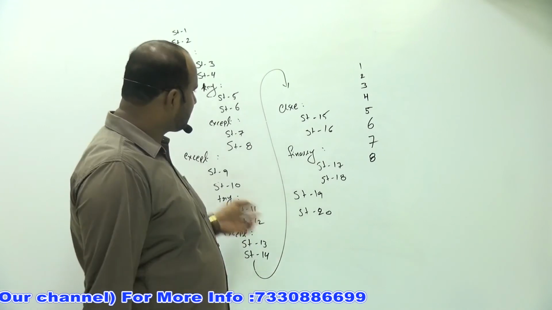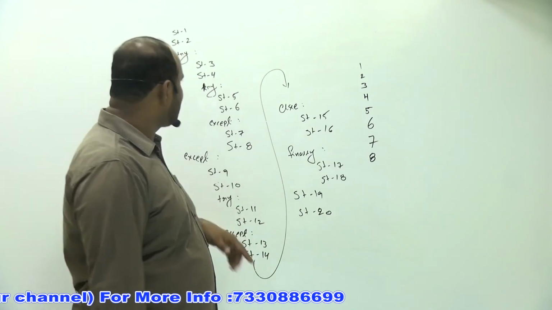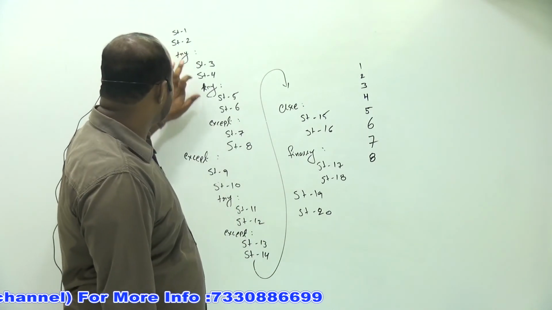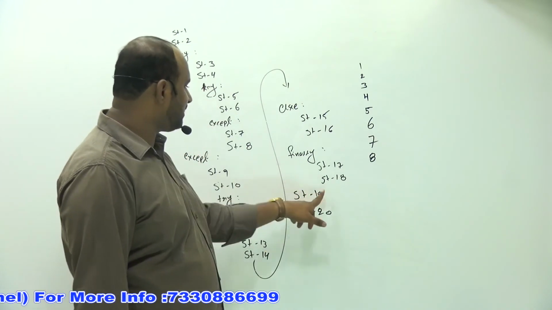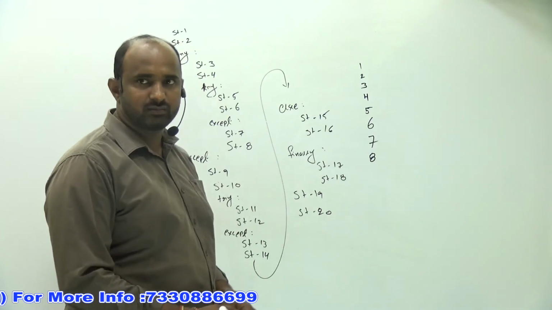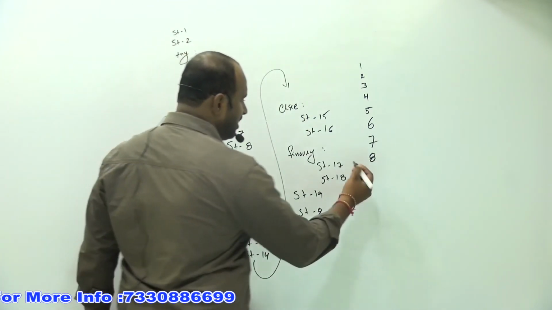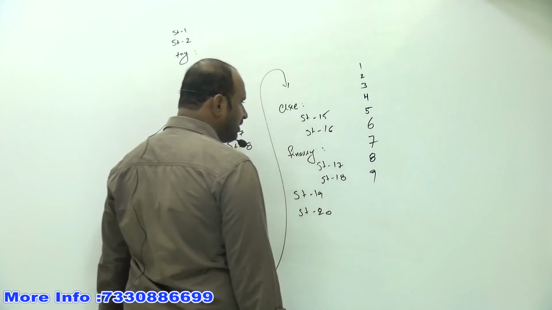Clear? That's it. I'm repeating the output once again: 1, 2, 3, 4, 5, 7, 9, 10, 11, 13, 15, 17, 18, abnormal termination. Clear? That's it. The last two cases are easy.